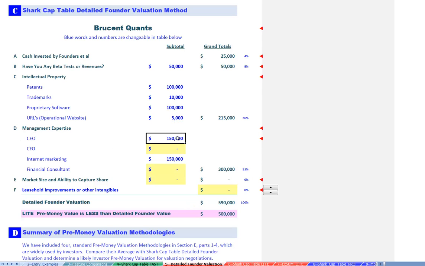Management expertise. These numbers here are not necessarily the salary. If you had like Bill Gates here, you couldn't pay him enough. The fact is that he formed a company, did so well, the value would be in the millions or the billions.